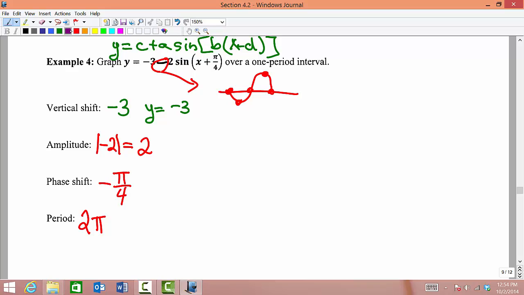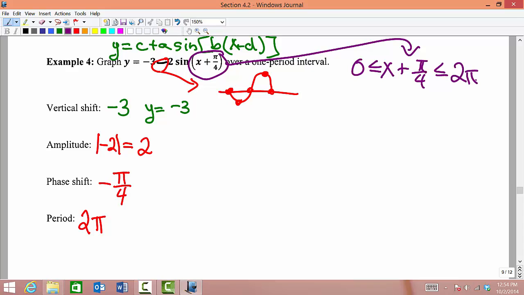Now we would like to actually graph it. We need to find out where we start and where we end. So we're going to do the same thing we've been doing. We're going to take the input of our function, just the input, and put it between 0 and 2 pi, and then solve for x. So we're going to subtract pi over 4 from all 3 portions.